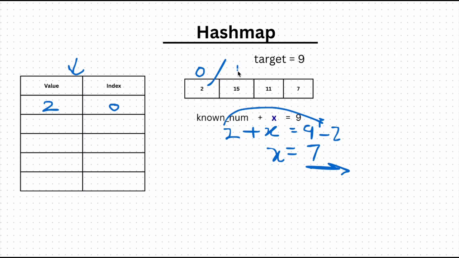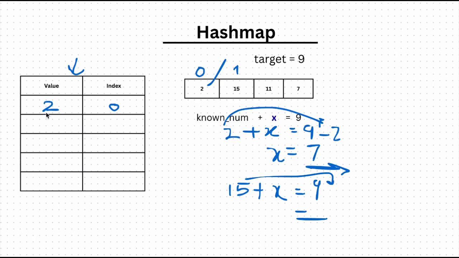And then we go to the next one, which is index 1. What's the known number at index 1? The known number is 15. So 15 plus x is going to give us 9. Again, we're going to move 15 to the other side, so it becomes negative 15. So 9 minus 15 is negative 6.